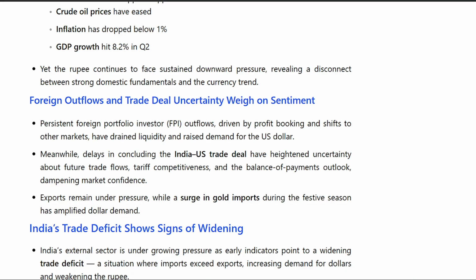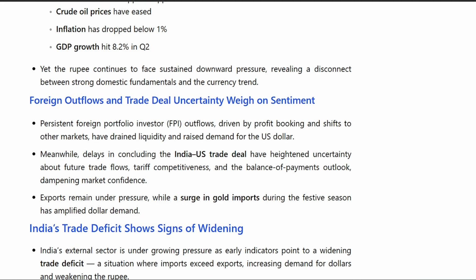Foreign outflows and trade deal uncertainty weigh on sentiment. Persistent foreign portfolio investor (FPI) outflows, driven by profit booking and a shift to other markets, have drained liquidity and raised demand for the US dollar. Meanwhile, delays in concluding the India-US trade deal have heightened uncertainty about future trade flows, tariff competitiveness, and the balance of payment outlook, dampening market confidence. Exports remain under pressure while a surge in gold imports during the festive season has amplified dollar demand.